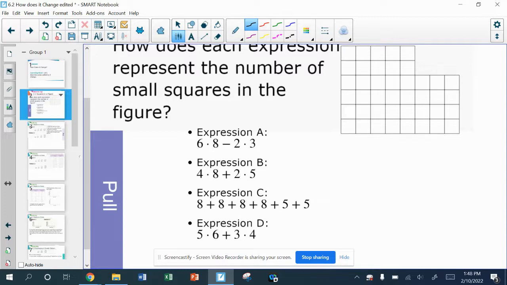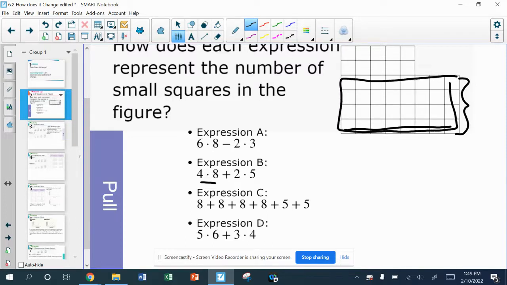The next one, if I look at 4 by 8 first, remember we said that it was 8 going this way, and 4 by 8 would give me all of this rectangle right here. Then the 2 by 5 would be 2 tall and 5 across this way, so that would give me that. And if I add those 2 smaller rectangles together, it would give me the bigger shape.